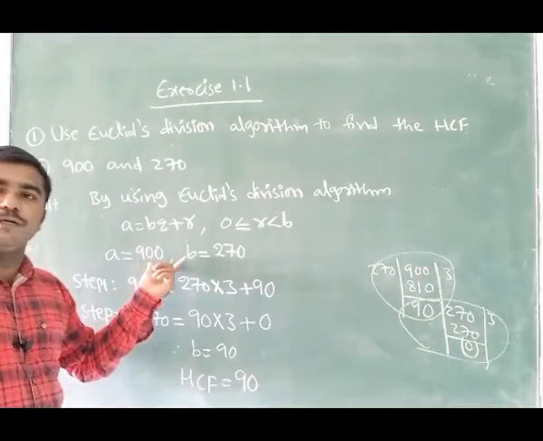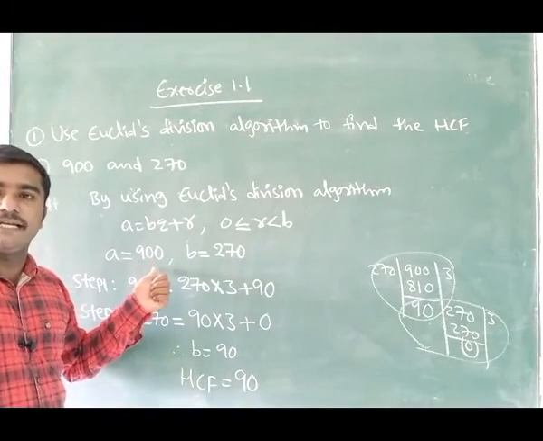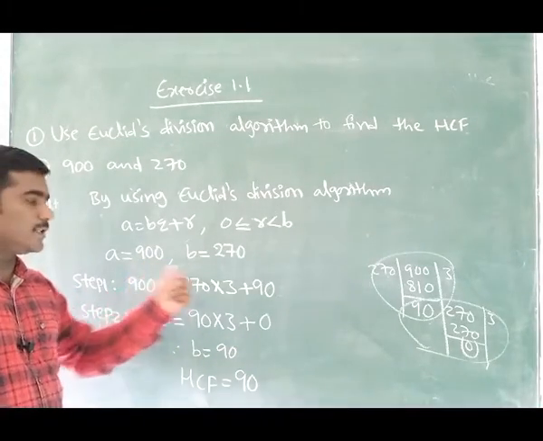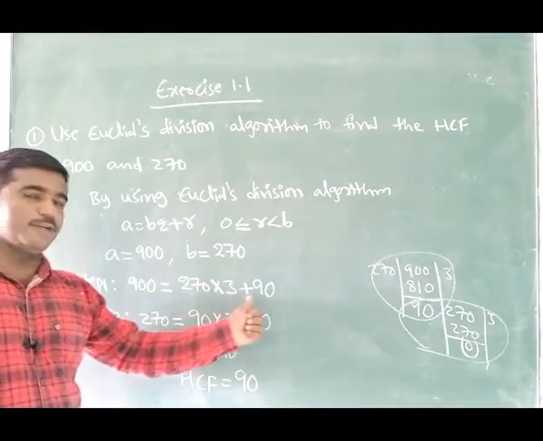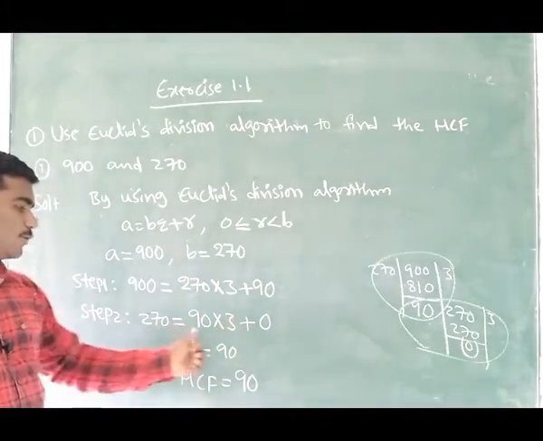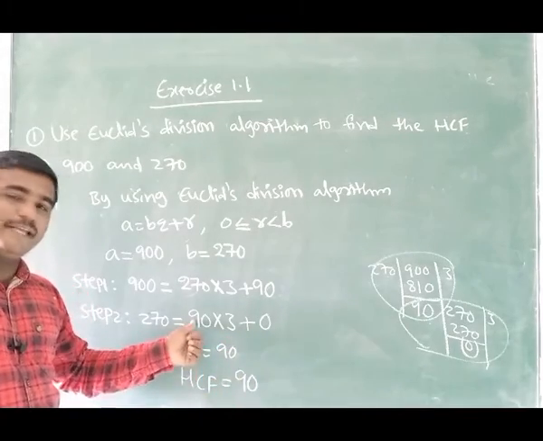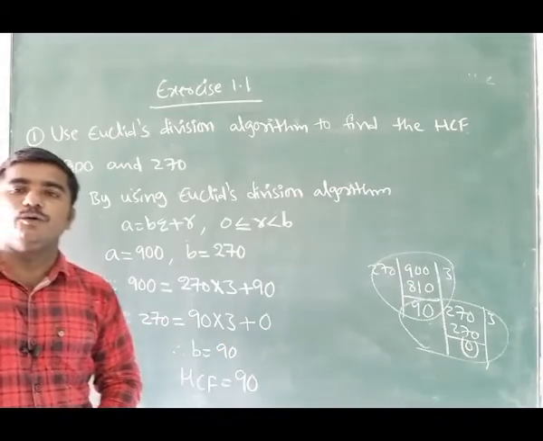First, in two numbers, take the greater number as dividend A and the smaller number as divisor. So 900 is equal to 270 into 3 plus 90. 270 equals 90 into 3 plus 0. The B value is 90, so HCF is equal to 90.